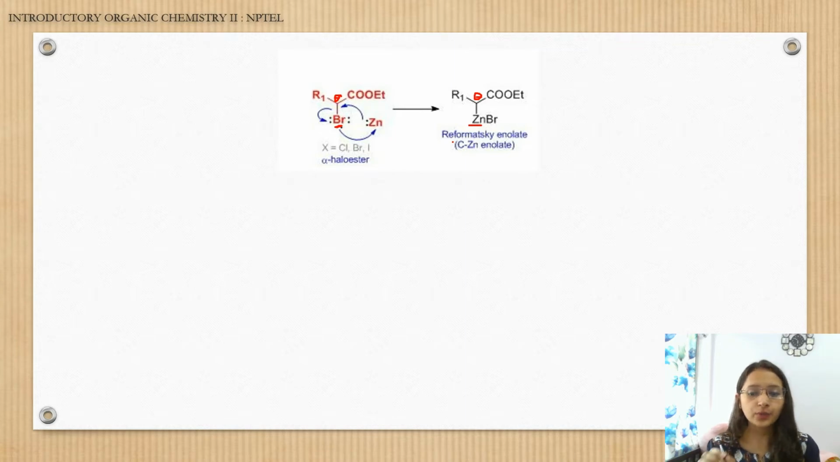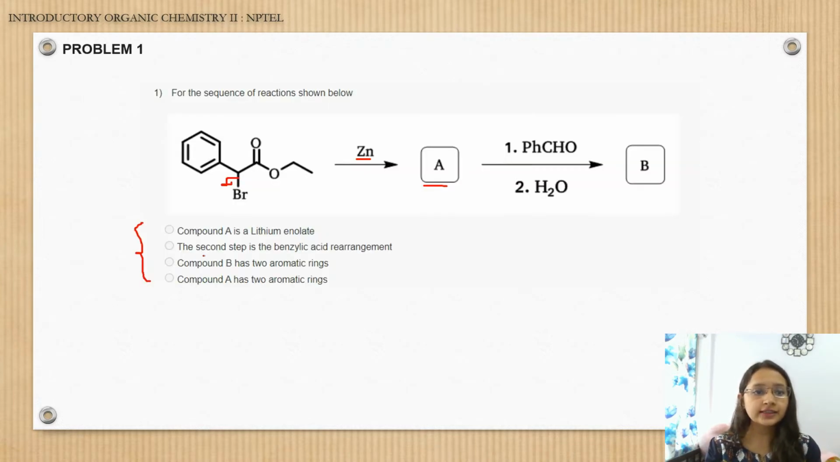Whenever you have an LDA situation, and the anion generated is delocalized and has the lithium ion as the counter ion, only then can you say it is a lithium enolate. Here we have the C-Zn enolate, also known as the Reformatsky enolate. So it is clear that option one is not the right answer.